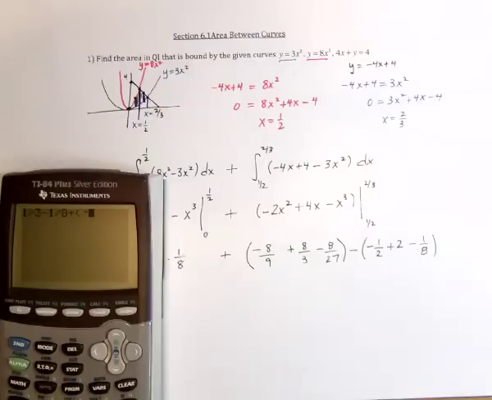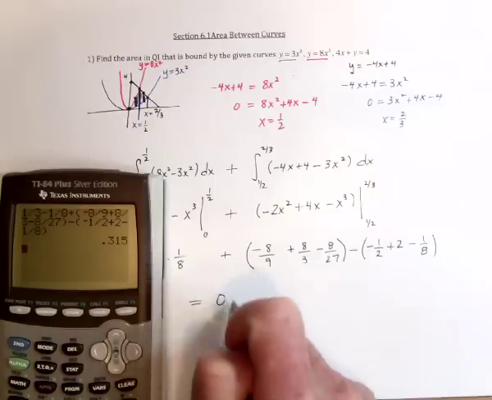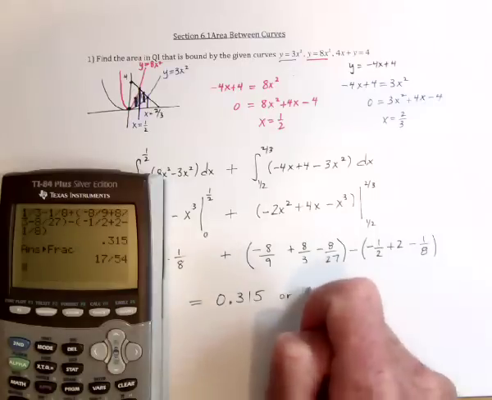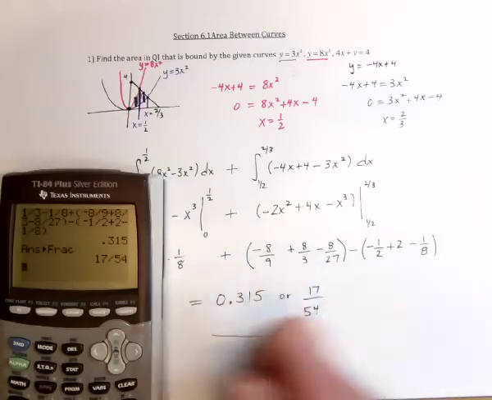And then plus to that, okay, and then minus parentheses negative 1/2 plus a 2 minus 1/8. And I thought that the answer would be less than a half. Let's see. Yeah, a little bit less than a half. Or if you would like to have that as a fraction, 17/54.